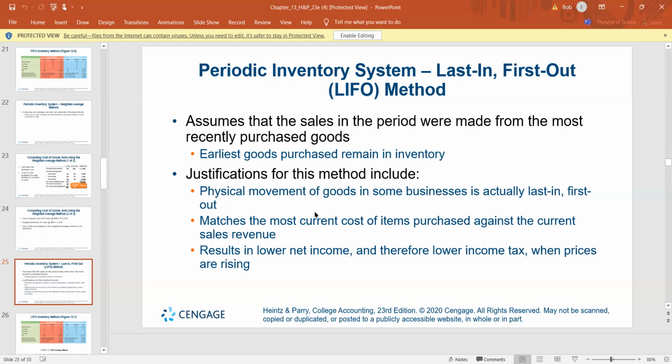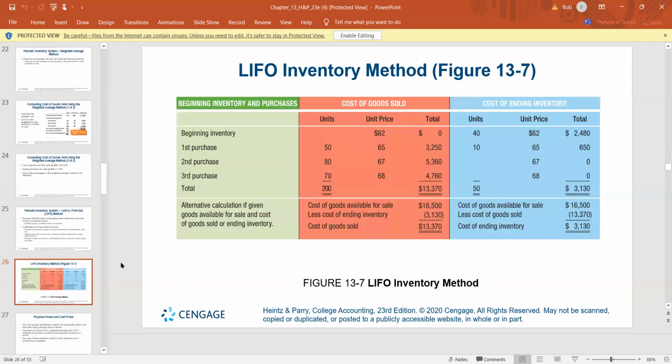And there are some justifications for this. The physical movement is actually last out in some cases. Current costs give you a better measurement of your income. But the real reason companies choose these different methods is for tax purposes. Your net income is going to be different under all four methods. So we'll take a look here.